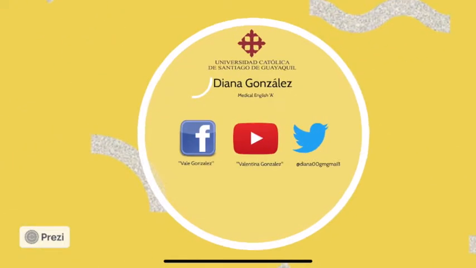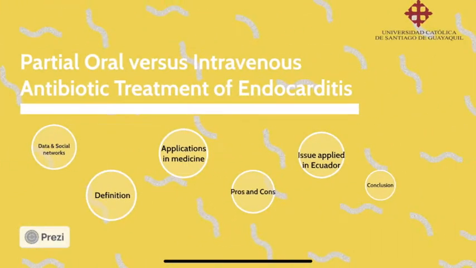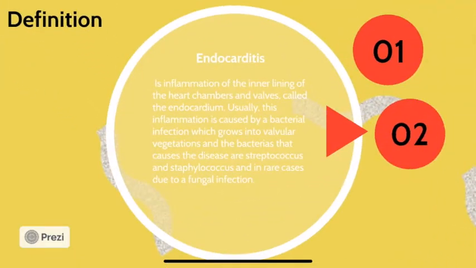First, I will give you a short definition. Endocarditis is an inflammation of the inner lining of the heart chambers and valves, called the endocardium. Usually, this inflammation is caused by a bacterial infection which grows into a valvular vegetation, and the bacteria that cause the disease are Streptococcus and Staphylococcus, and in rare cases fungal infections.